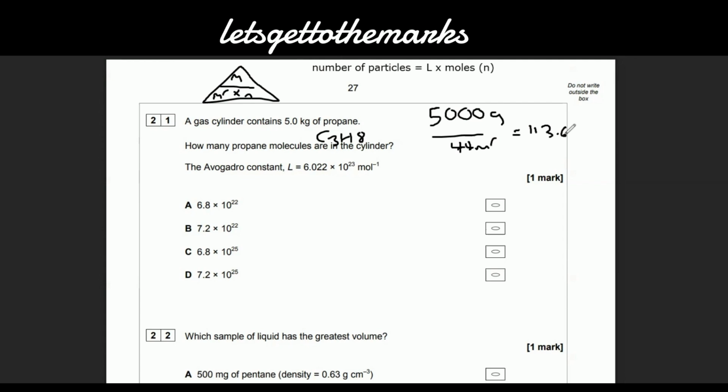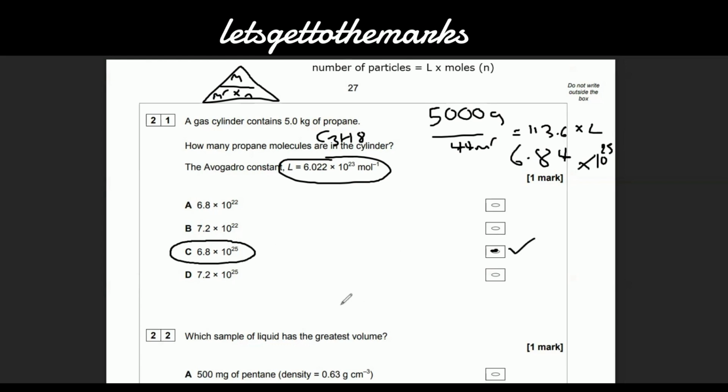And now I want to keep that number in the old calc and times it by 6.022 times 10 to the 23. And I have a total of 6.84. So I'm going to times L, which is over here. I'm going to get 6.84 times 10 to the 25. And so that is going to be C as far as I can see. That is the answer.